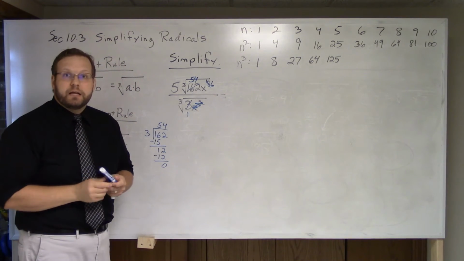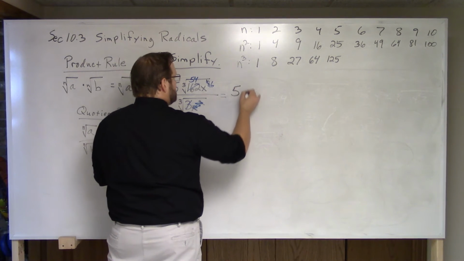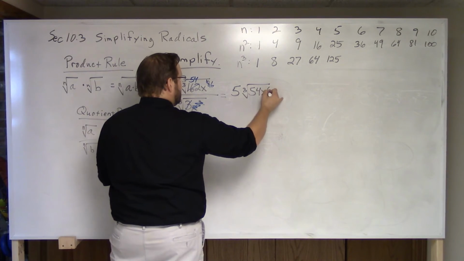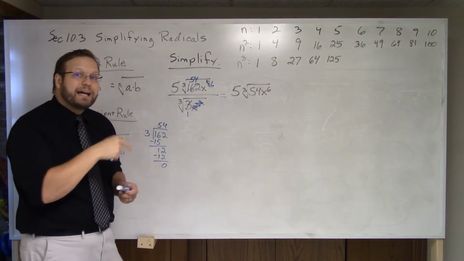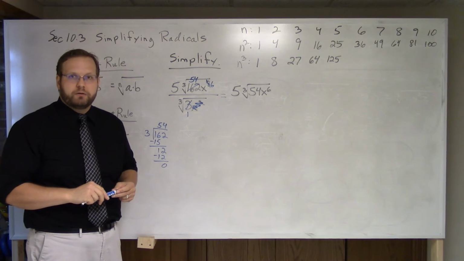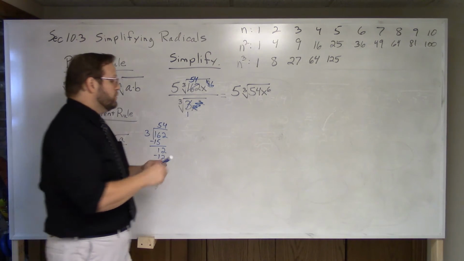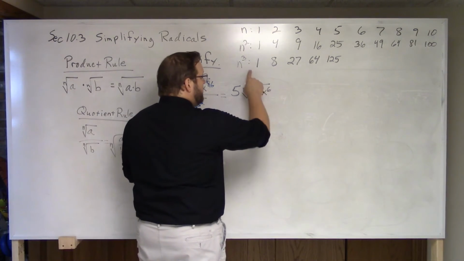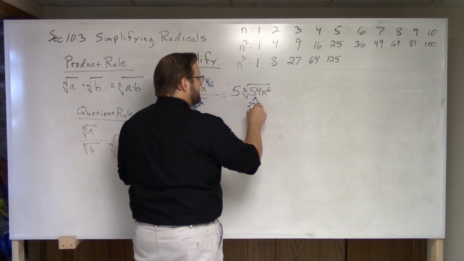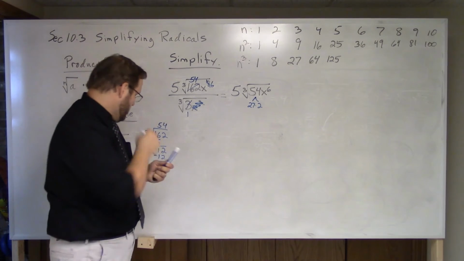So now let's clean up what we have. We still have that 5. We still have a cube root of 54, x to the 6th. And notice everything is out of that denominator. That's all we have left. There's no more fraction to worry about. But we still have that radical that we can try to simplify. So let's start with that. 54, if I look for a perfect cube, I would say that's 27 times 2. Okay? Now watch how this comes out.